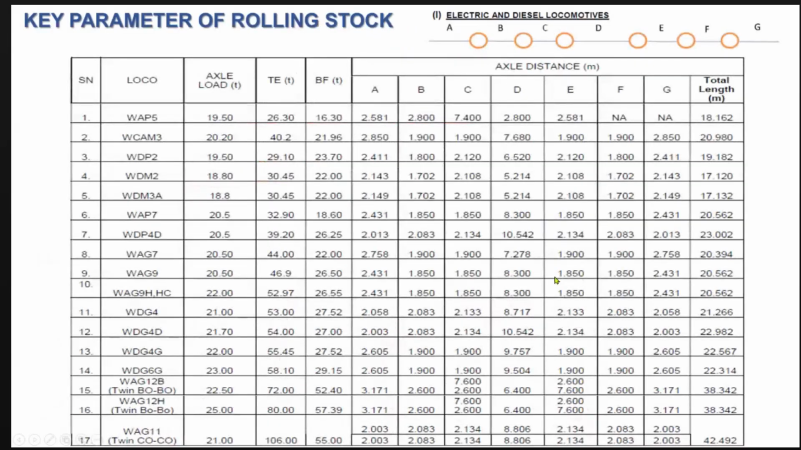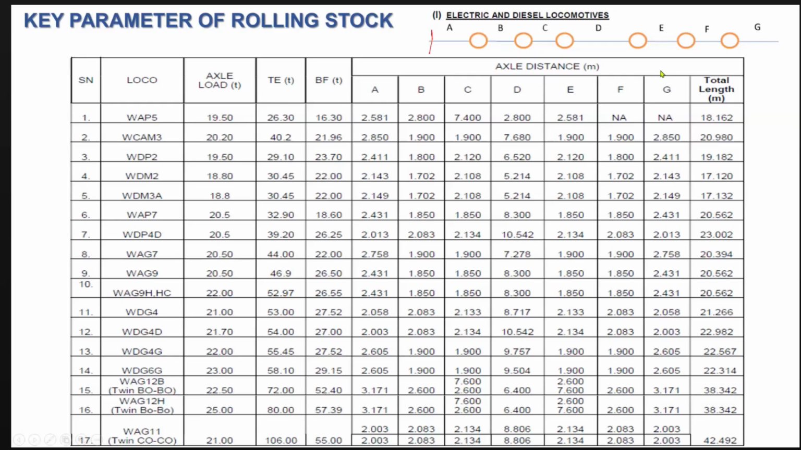BS 135 also gives the center to center of axle load, tractive effort, braking force, and total length from buffer to buffer. It is shown. So that is available in the annexure of BS 135. Most of our locos, wagons, and coaches running in Indian Railways are given in BS 135. So it is a very good detail arranged by BS 135 in one place, so we do not have to search any other places.